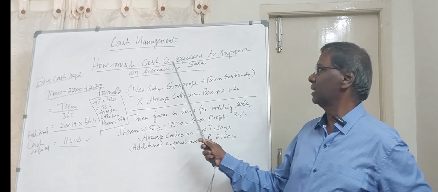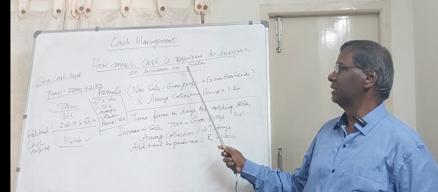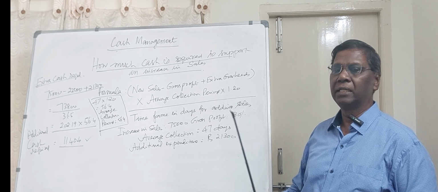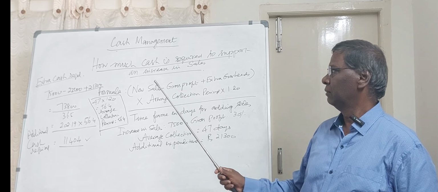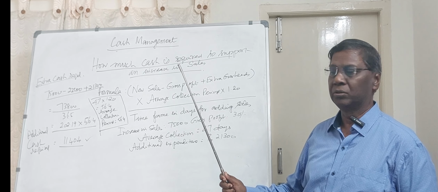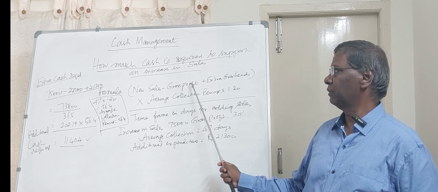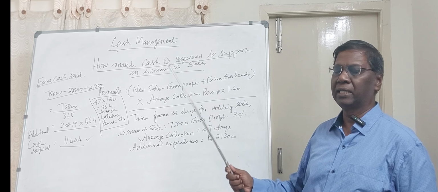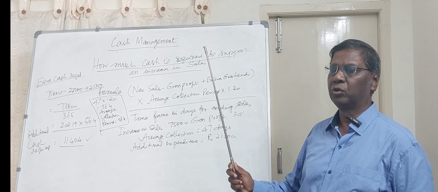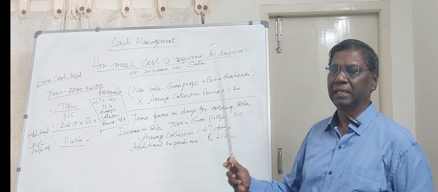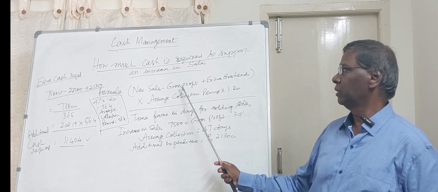So in this case, how much cash is required to support an increase in sales? There is some information required. If you get the information, you will be able to do it. For example, one formula is there. New sales: what is the additional sales you are going to make? Minus gross profit, because you have to reduce the gross profit. We are not taking it into account anywhere, because we are not financing gross profit. We are more worried about the additional cost incurred on account of increase in sales. So you are reducing the profit.